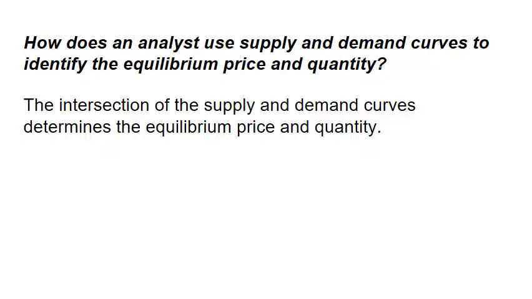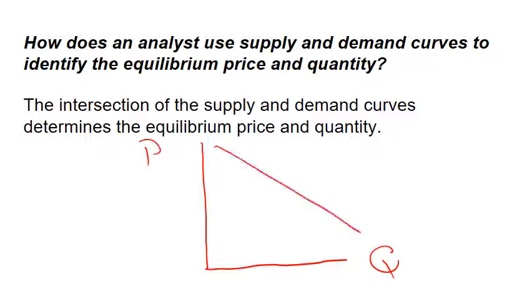Now, how can we find the equilibrium price and quantity? We find it easily by the intersection of the supply and demand curves. Suppose we're talking about, I'll be very general here, the price of a good, the quantity of the good. I've got a downward sloping demand curve. I've got an upward sloping supply curve. We'll call that point E. Point E is where demand and supply intersect.